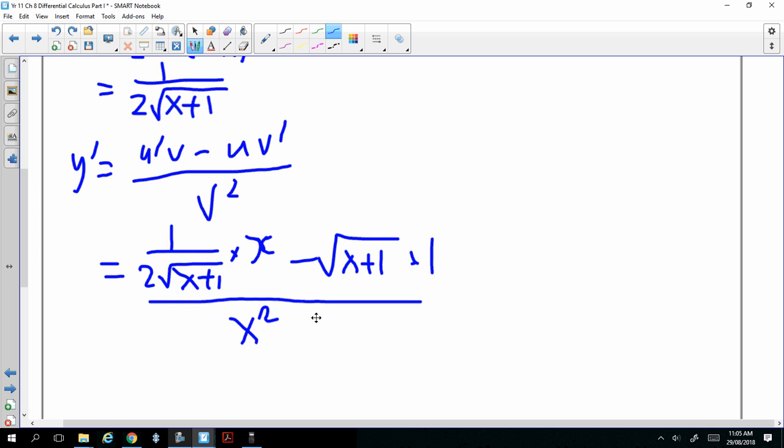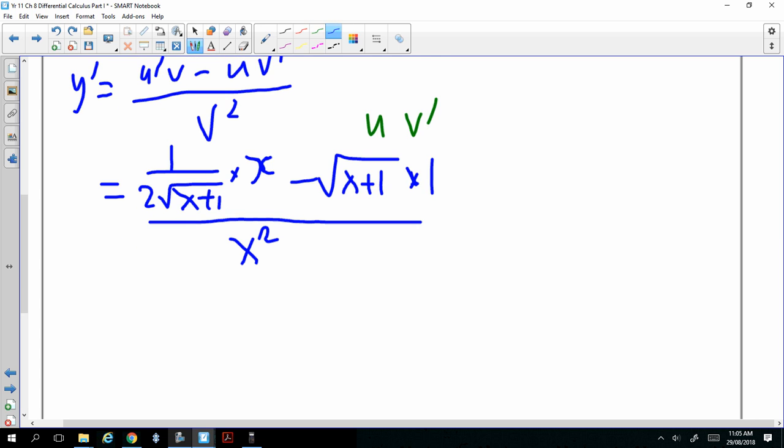Up times 1. Remember, that's uv dash. Alright, that's v dash v. Okay, let's continue. So what would you do next? You write that as x over 2 root x minus this.